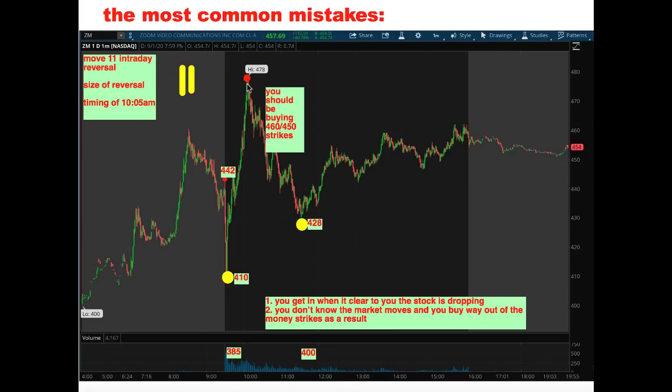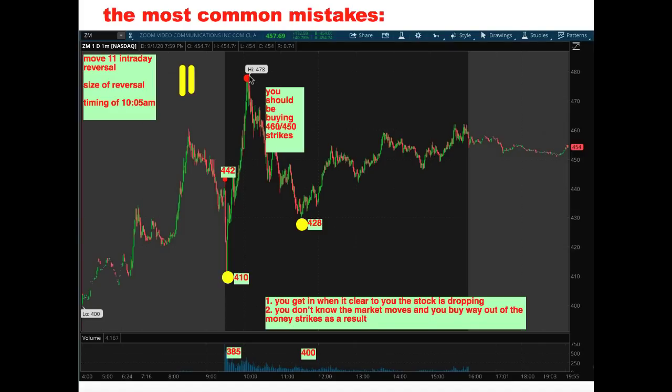So notice, in order to profit from this bounce, you would have had to know what a move 11 is. Based off a move 11, you would understand that the size and the type of the reversal could be smaller than the size of a reversal on, let's say, a move 2 formation. So by trading the right move, you would have been able to select the right strike price, and selecting the right strike price on intraday trading with weekly options is exactly what makes you the money.